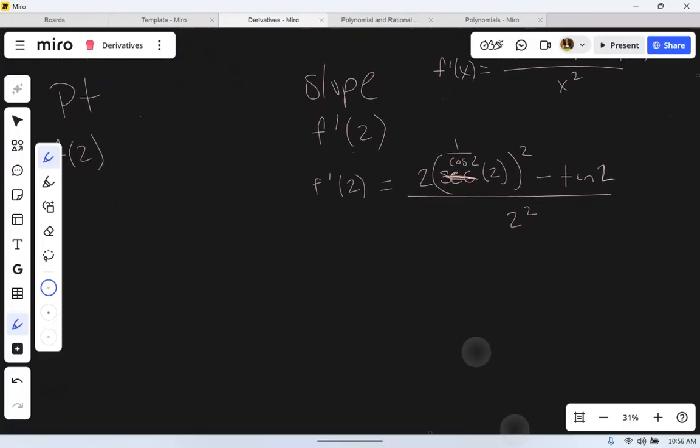All right, 3.433. Don't let him distract you. Okay, then multiply by 2. Subtract tan 2. Hit minus tan 2. 13.7. Now divide by 4. 3.4. There you go.